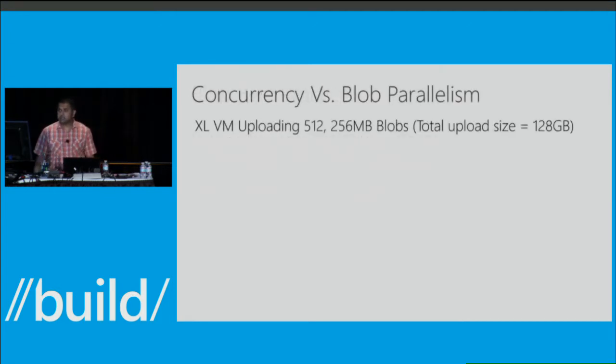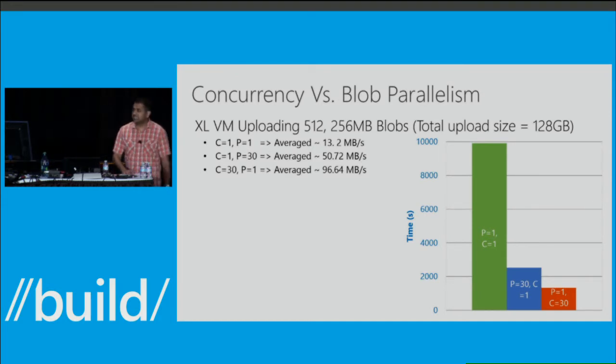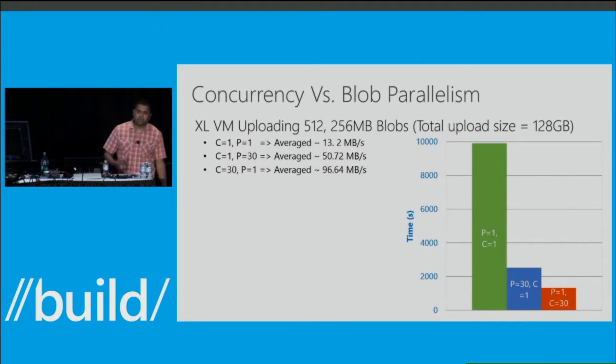Let's compare this. We ran it on an Extra Large VM where we uploaded 512 256 MB blobs. This is a total of about 128 gigs of data that we uploaded using an Extra Large VM. And this is the graph we had. C1P1, which is just a single connection trying to upload the entire blob. There's no parallelism, there's no concurrency. It gives you about 13.2 megabytes per second. If I upload different blocks within the same blob, which is C1, with 30 workers uploading different blocks, it averaged about 51 megabytes per second.